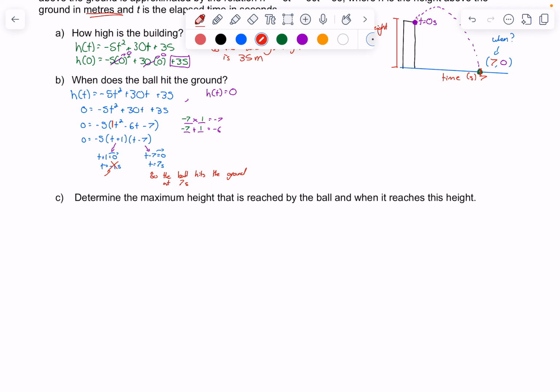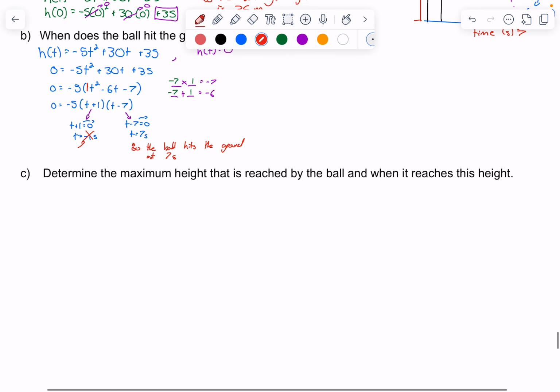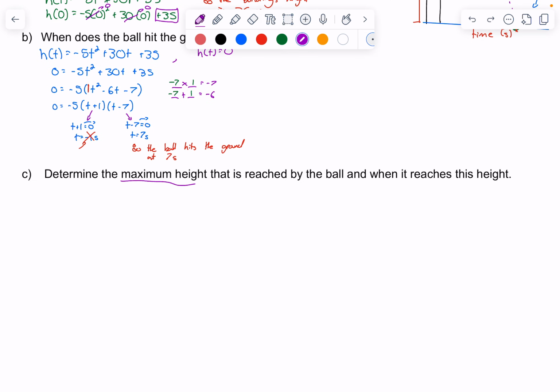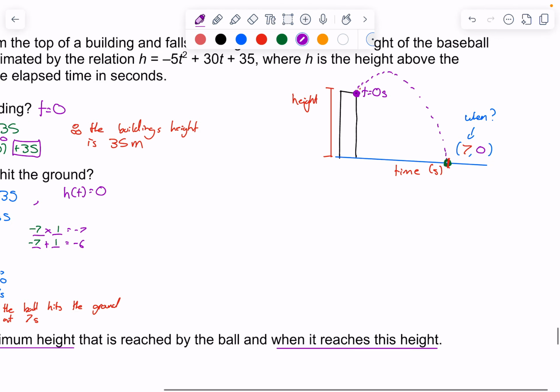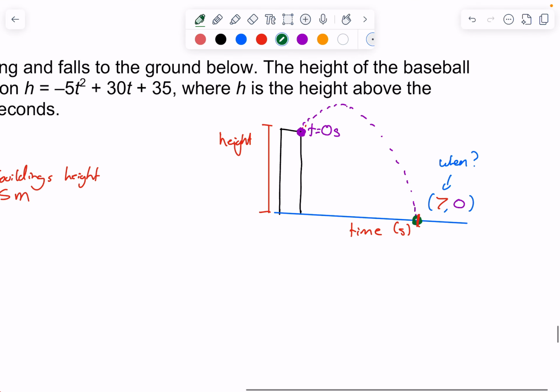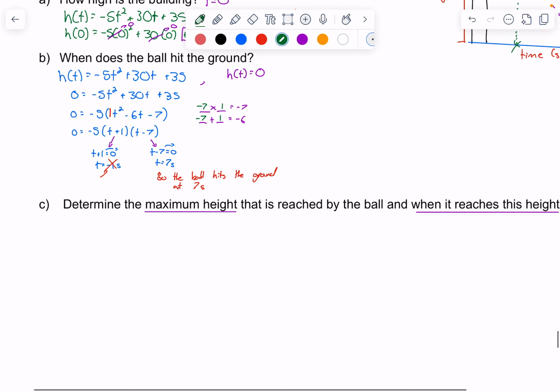Determine the maximum height that the ball reached and when it reaches that height. Okay, so we need the max height and when it reaches that height. Well, let's think about it. If you're graphing height versus time, once again, you're going to have a maximum right here. That's going to have a time on the x-axis, which is your axis of symmetry, and it's going to have a height. So essentially, this problem is asking, what is your vertex? Because it's asking for both the time and the height.